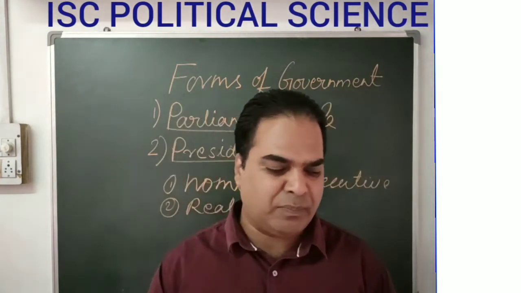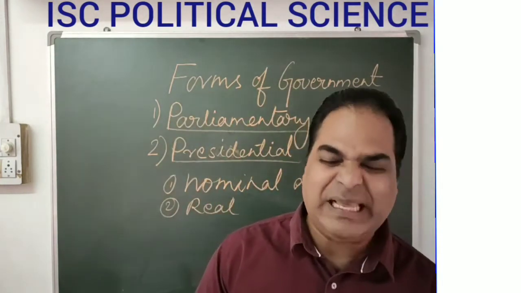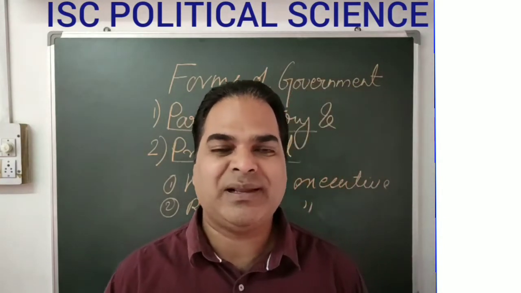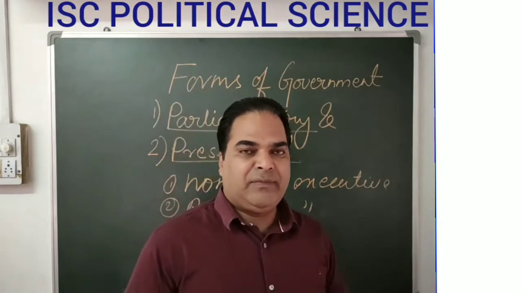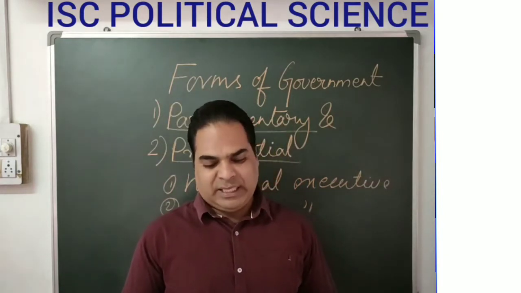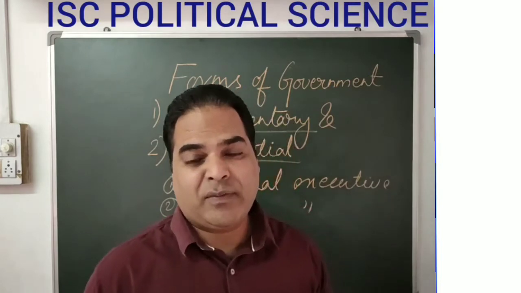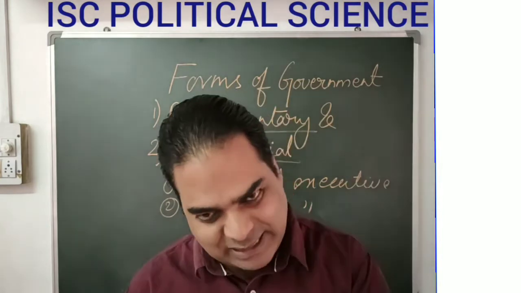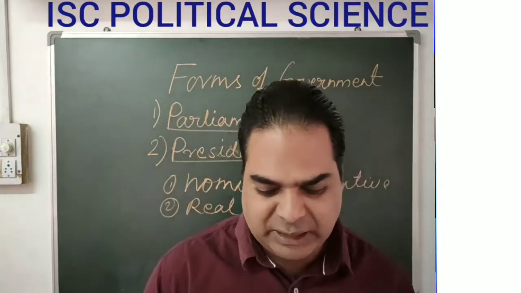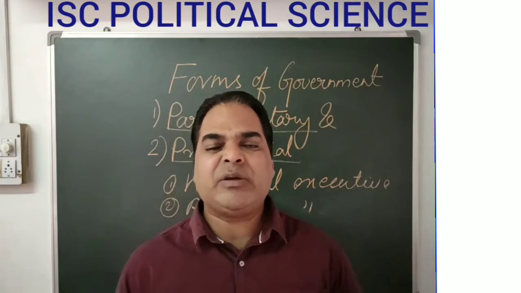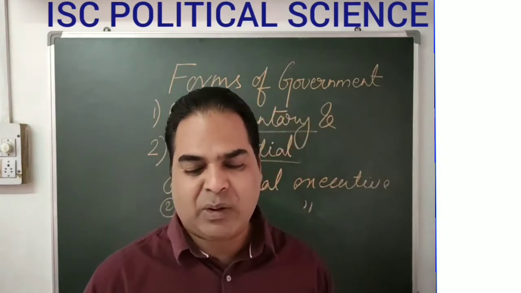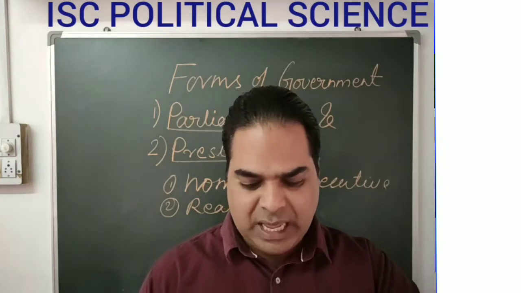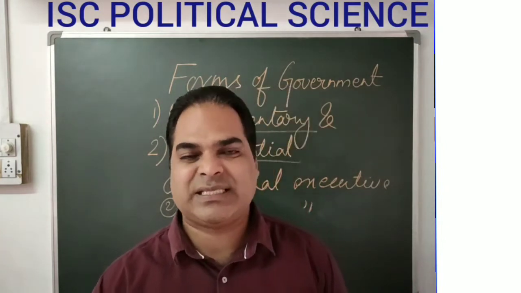So the first important salient feature of a parliamentary form of government is the difference between the nominal and real executive. In a parliamentary form of government, the executive has two parts once again. The first one is the nominal executive, the second one is the real executive. All the executive powers are vested in him, that is, the head of the state, but he does not exercise this power.